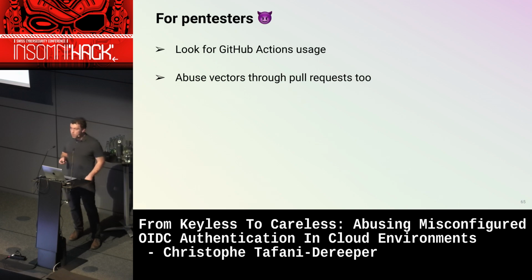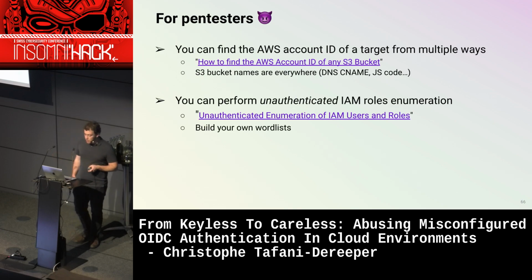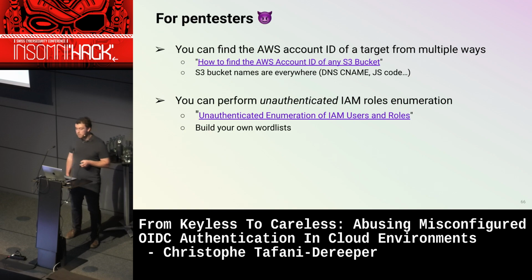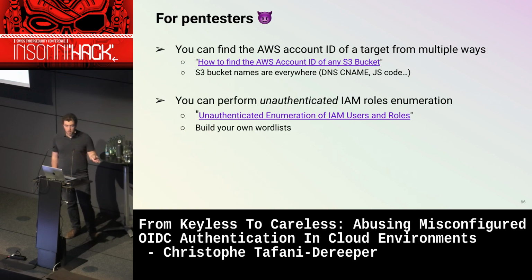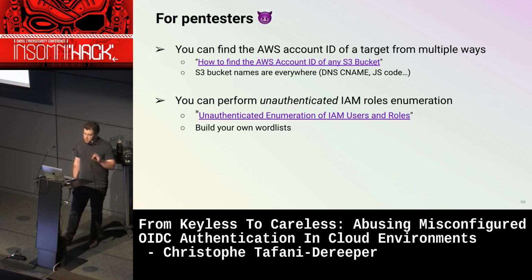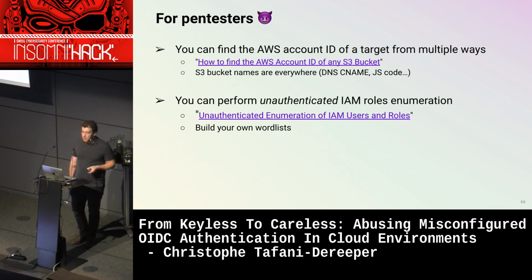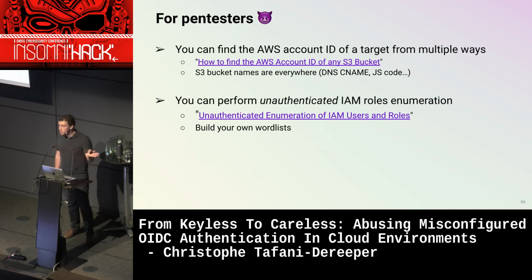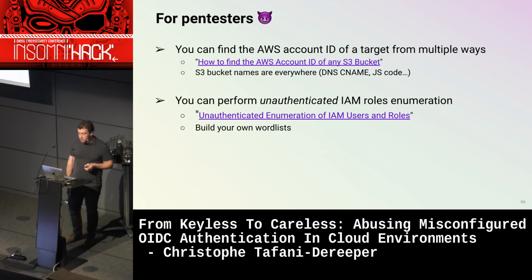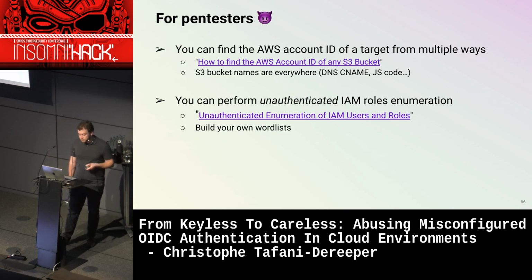Sometimes you don't have the role ARN, right? You don't know the AWS account ID or the role names. So there are a few options there. First one, that is actually quite a recent find from the community, is that if I give you any S3 bucket, whether it's public or private, you can actually find the account ID that it belongs to. It's a bit of a messed up way, but there are some tools to automate it. And since S3 bucket names are everywhere, you will see them in CNAME responses in DNS. In the JavaScript code, you have some tools that will scrape the whole website and give you all the S3 buckets that it finds. It's quite easy to find an account ID if your target uses AWS.